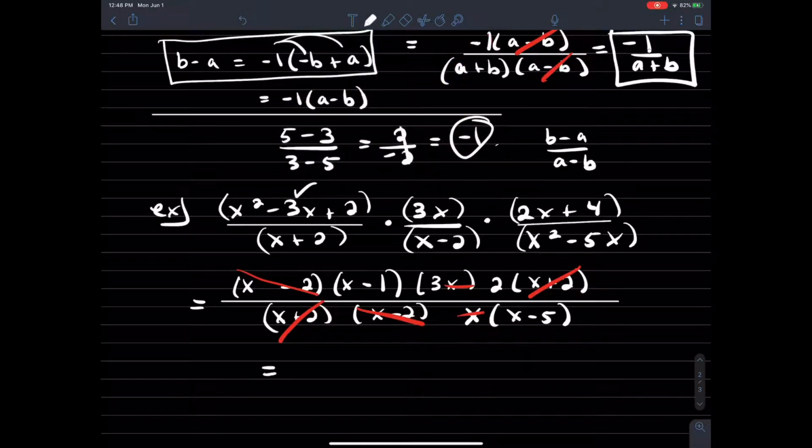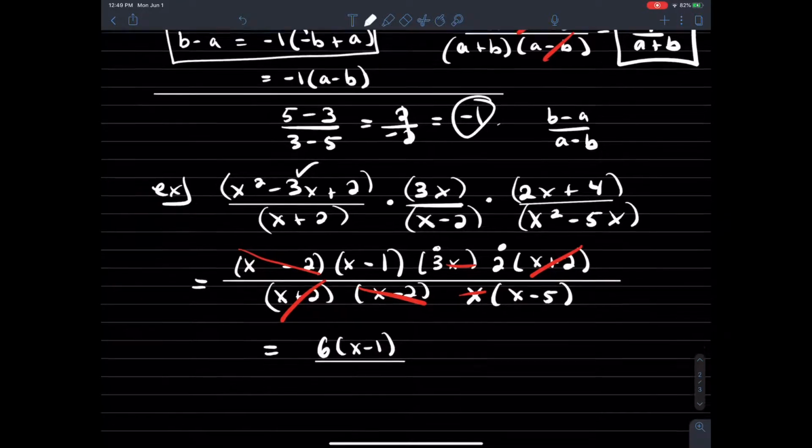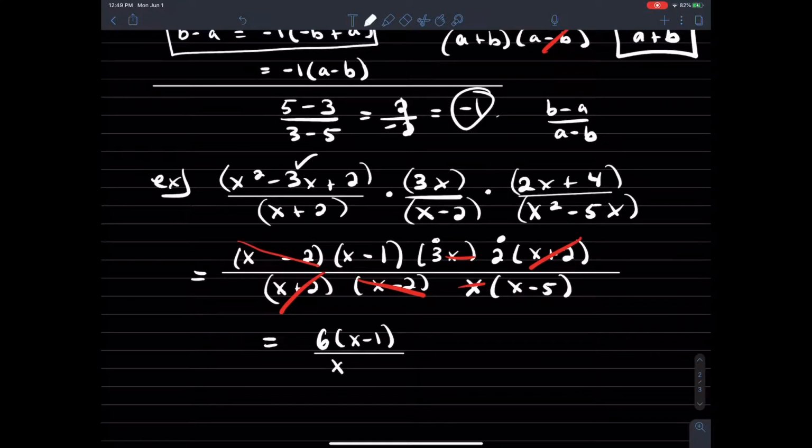What are we left with? We're left with the 2x minus 1 on the top, and 2 times 3 actually, 2 times 3 is 6, and an x minus 5 on the bottom. And we can leave it like that, or distribute the 6, it doesn't matter.